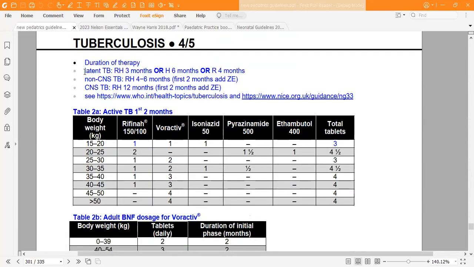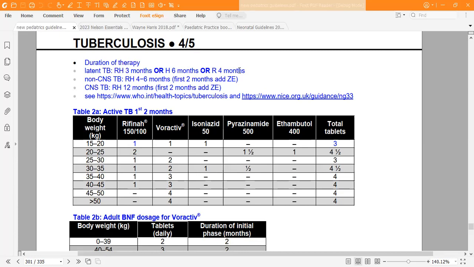Okay, so for latent TB, RH means R is rifampicin, H is isoniazid. So latent TB will take rifampicin and isoniazid for 3 months, or isoniazid for 6 months, or rifampicin for 4 months. So that's if he has a latent TB.